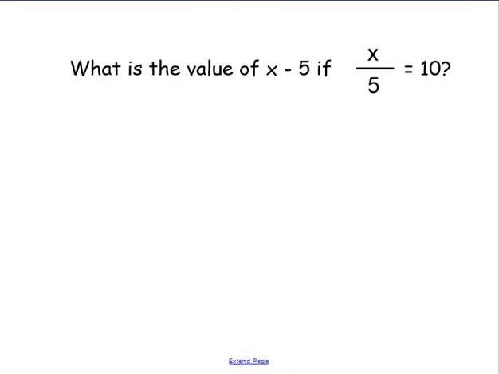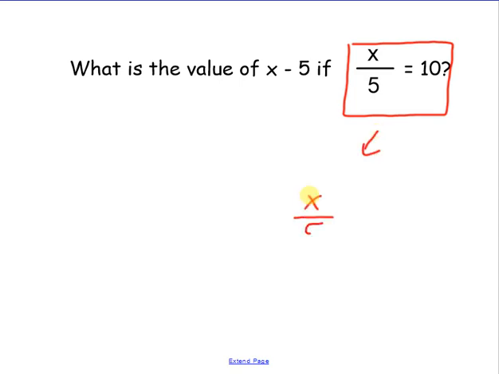Okay, let's try this one here. What is the value of x minus 5 if x over 5 equals 10? Which one has the equal sign? Does this one? No. Does this one? Yes. Put a box around it. This is the one you're going to solve first.